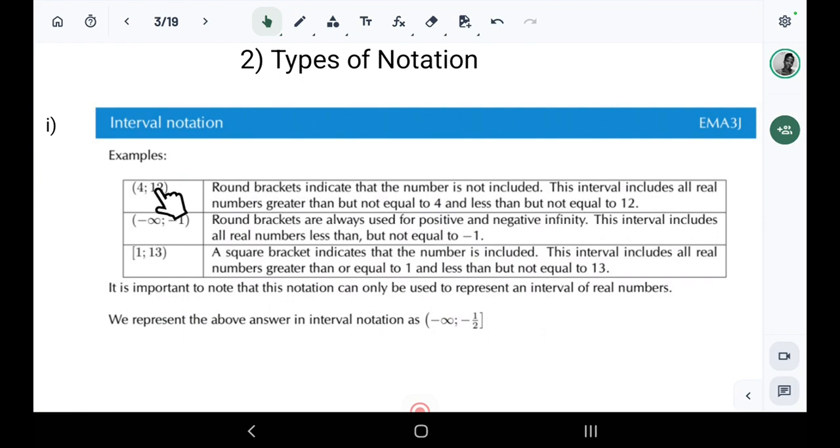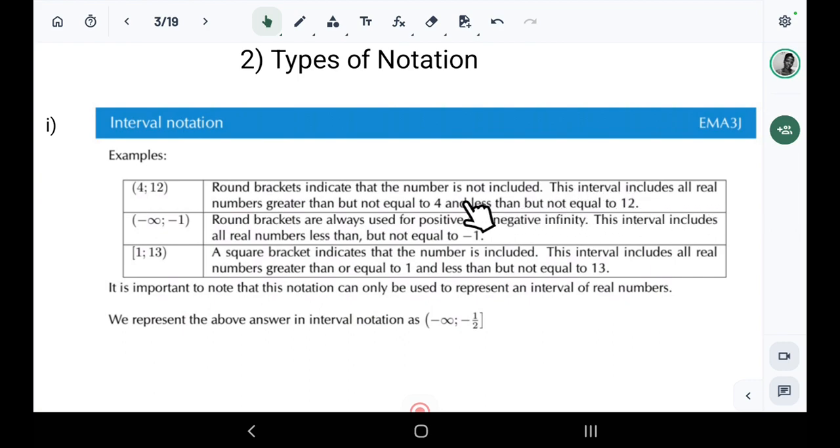Now I'm going to make an example. For example, if you have 4 separated by a semicolon from 12, and you've got round brackets covering them, that means that both 4 and 12 are not included in the solutions. However, everything in between the two, between 4 and 12, is included, meaning that this is how you interpret it.